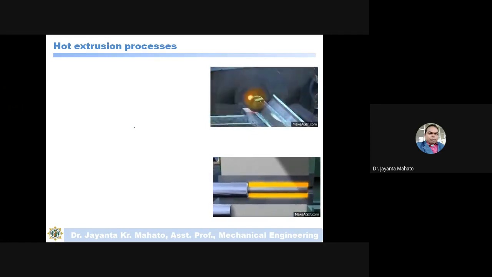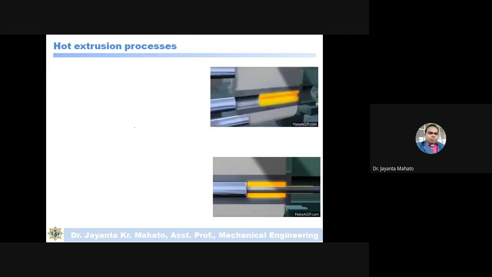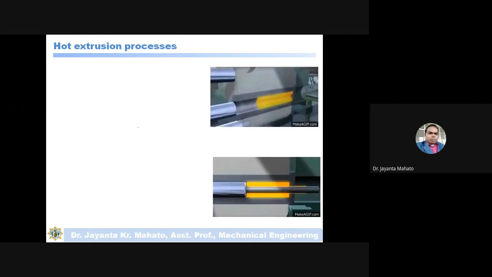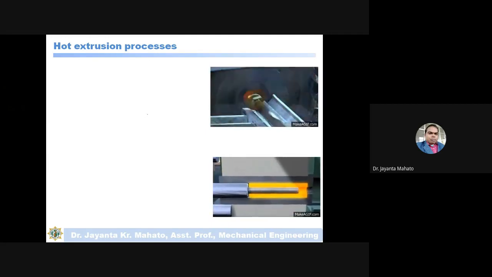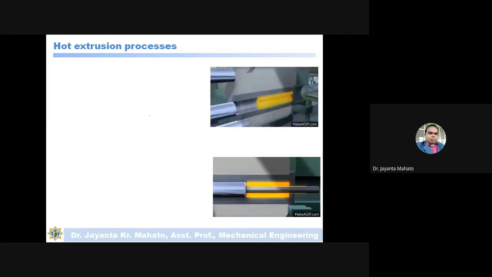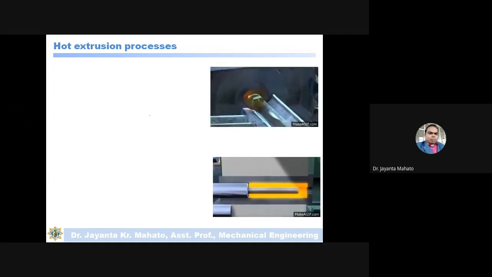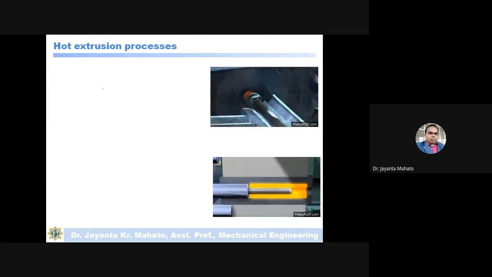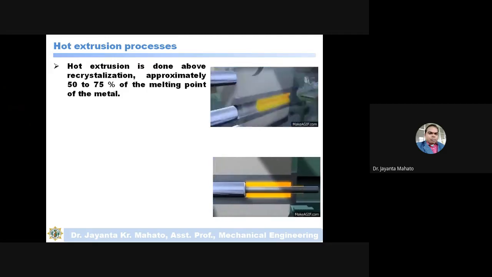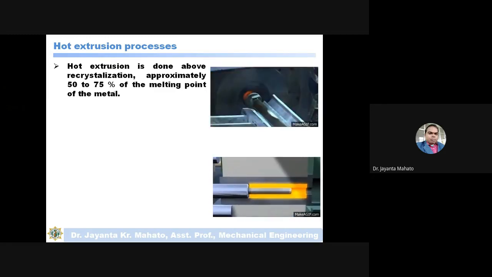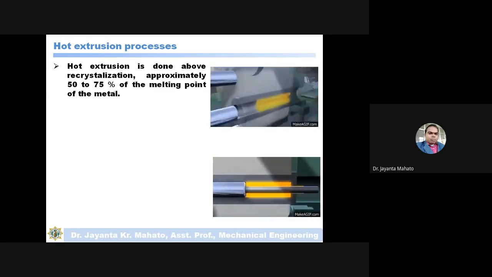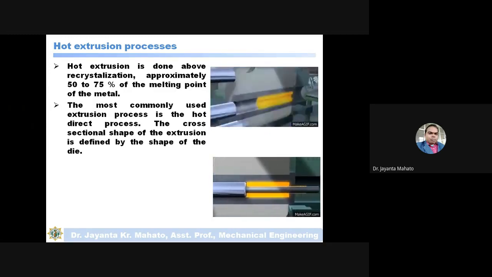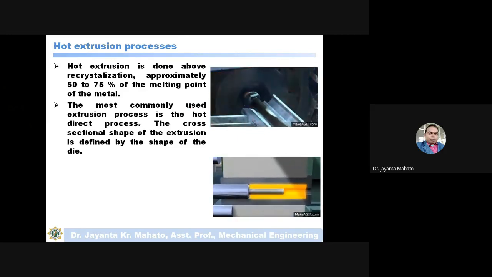Hot extrusion means the extrusion process is carried out at a high temperature, above the recrystallization temperature. In the previous class, I told you the recrystallization temperature is about 0.5 to 0.75 of the melting temperature of the material. So this extrusion process is done approximately at 50 to 75% of the melting point of the metals. And the most commonly used extrusion process is the hot extrusion process.